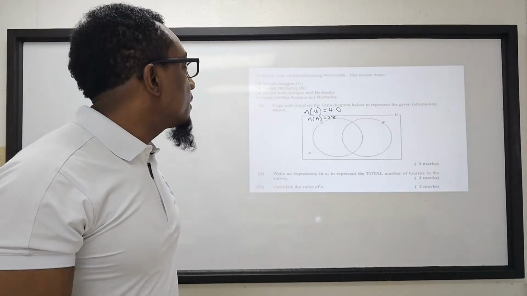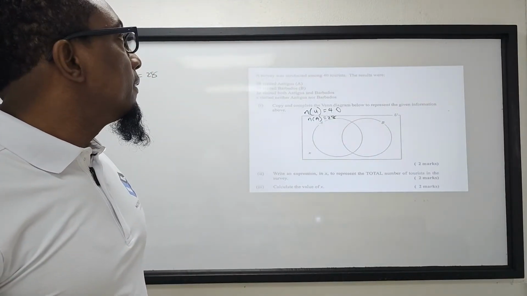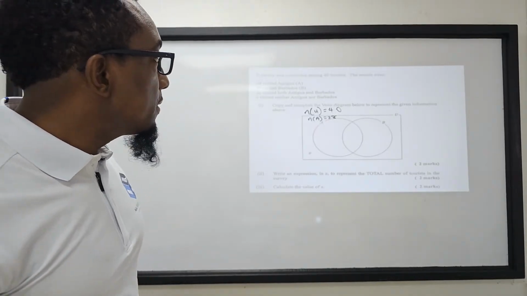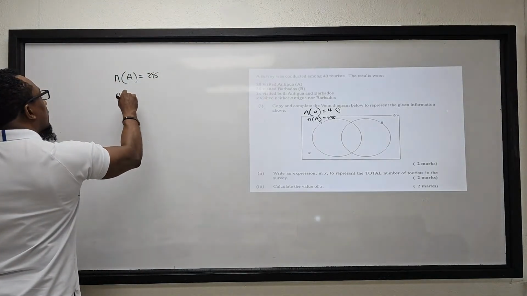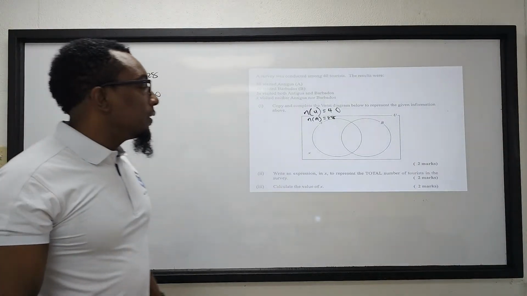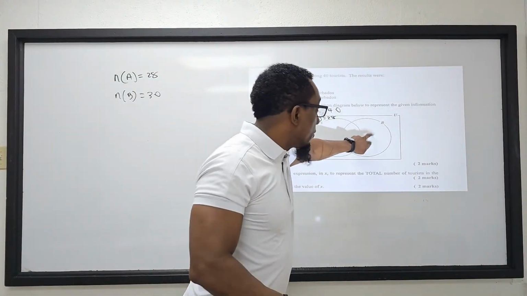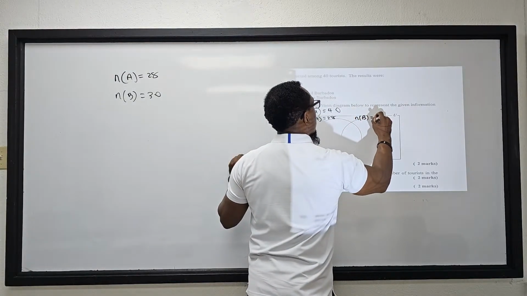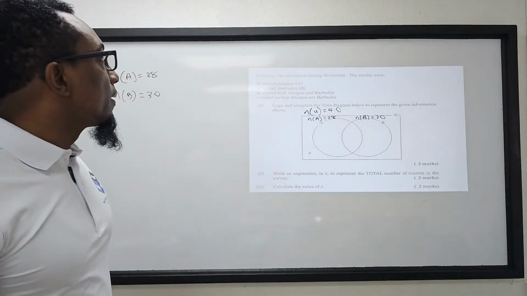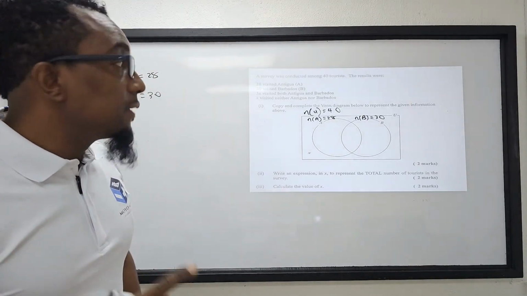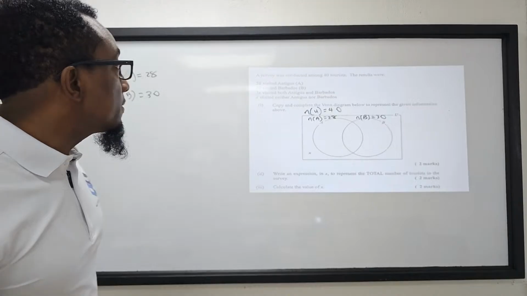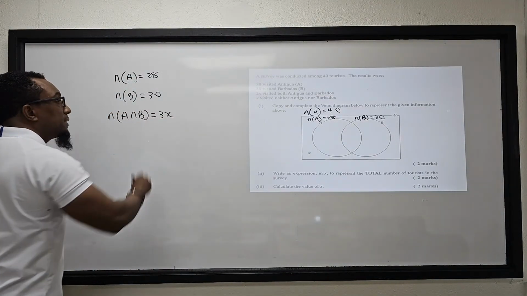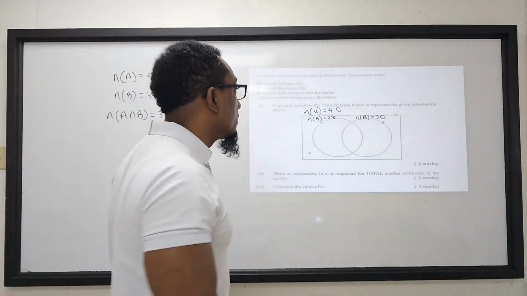Yeah? And then they told us as well, 30 visited, the number of tourists who visited Barbados will be 30. So we know 30 is the entire circle. Please don't place 30 here, that's Barbados only. So the number who visited Barbados will be 30. 3x visited both Antigua and Barbados, which is the intersection. So the number who visited both Antigua and Barbados, which is the intersection, 3x I will place in this region.